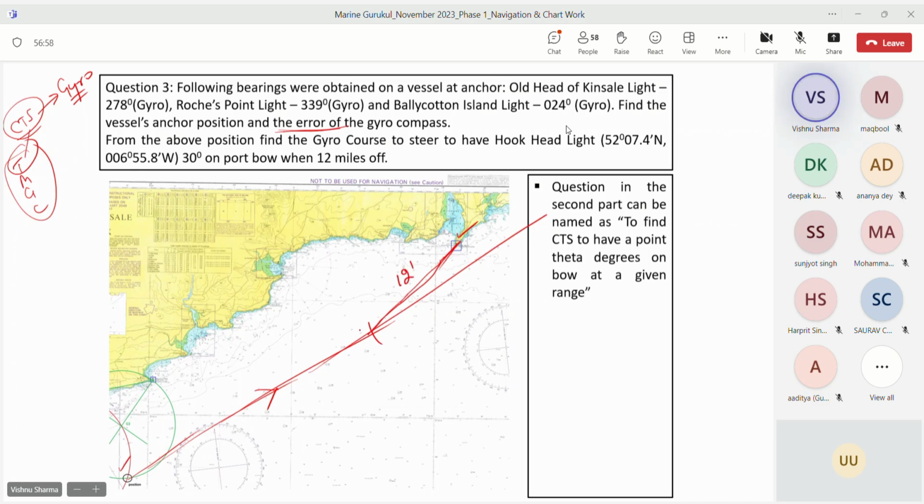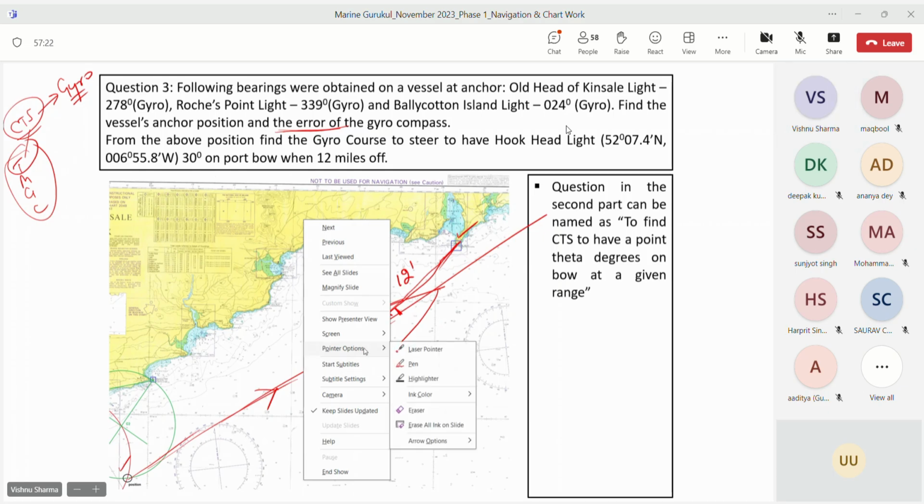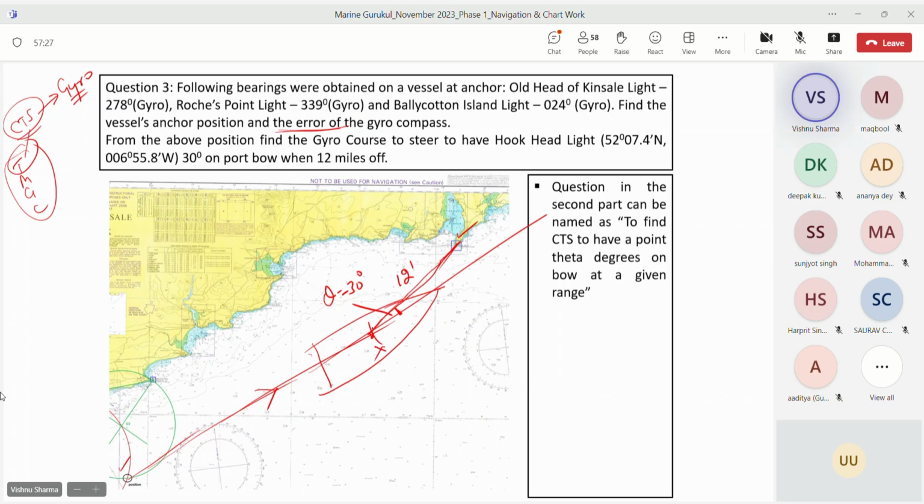Now you see, when I reach this point X, my vessel will be heading along this CTS line. What does the question want? The question wants the light to be 30 degrees on your port bow. That means they want this angle to be 30 degrees. Guys, have you understood what the question actually wants? Yes, sir. The distance is 12 miles, and this angle is what they want to be 30 degrees on the port bow.